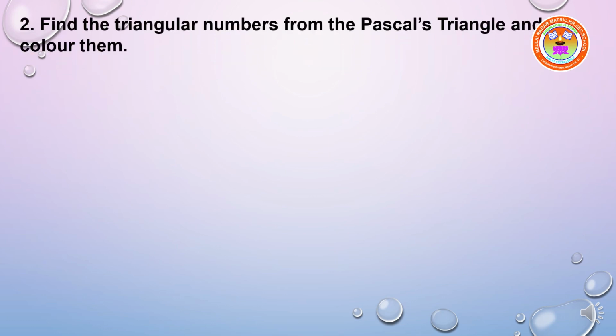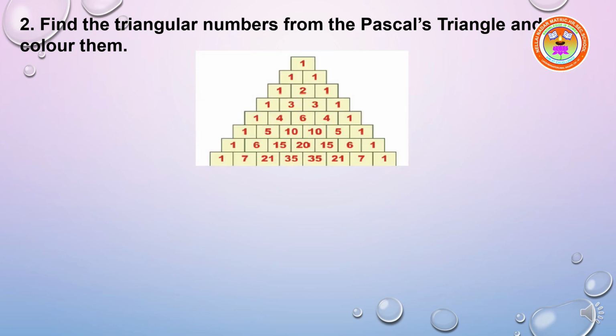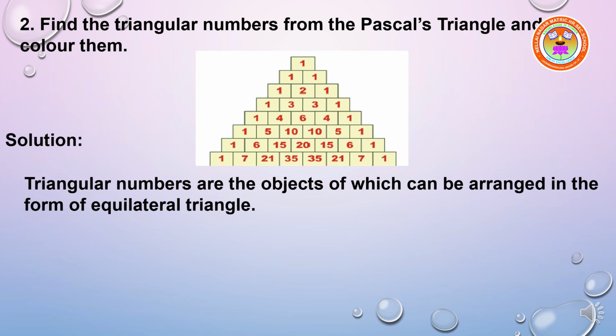Second question, find the triangular numbers from the Pascal's triangle and color them. Here they have given the Pascal's triangle, we have to find the triangular numbers. So, let us know what triangular numbers are. Triangular numbers are the objects which can be arranged in the form of an equilateral triangle.